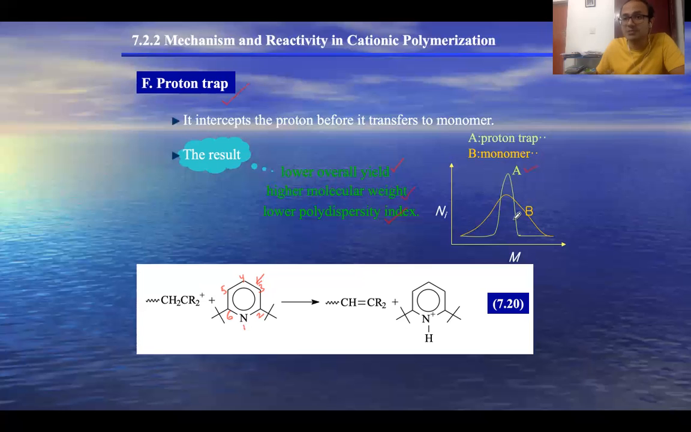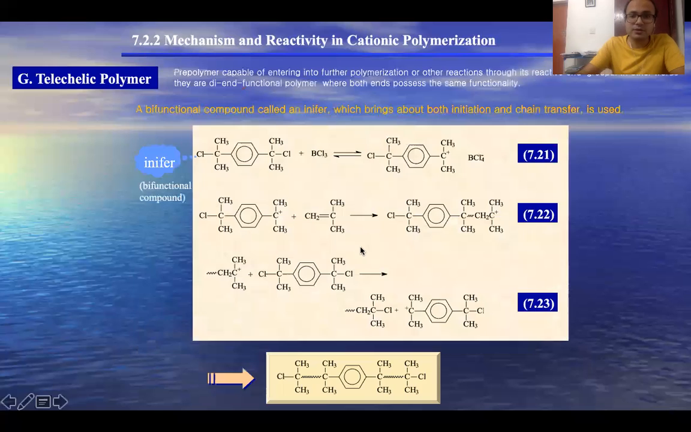Okay, that is more preferred always for a polymerization process, but often during the synthetic process we usually end up in a much broader polydispersity index. So this is one way of preventing the chain transfer reaction from happening, by use of proton traps.